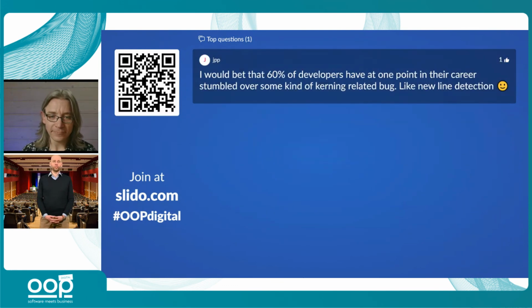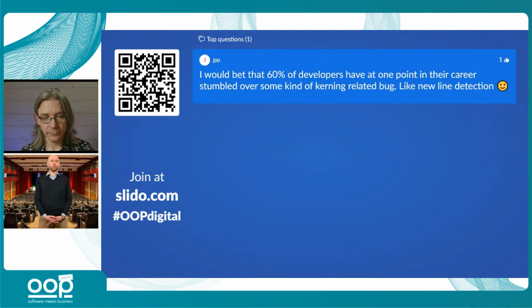Okay, and I think the last one, another comment. I would bet that 60% of developers had at one point in their career stumbled over some kind of kerning-related bug like new line detection. Yes. Randall Munroe really hit a nerve on that. I read yesterday, actually, Randall Munroe has a new book coming later in the year, and I'm just going to plug that because I'm a fan.